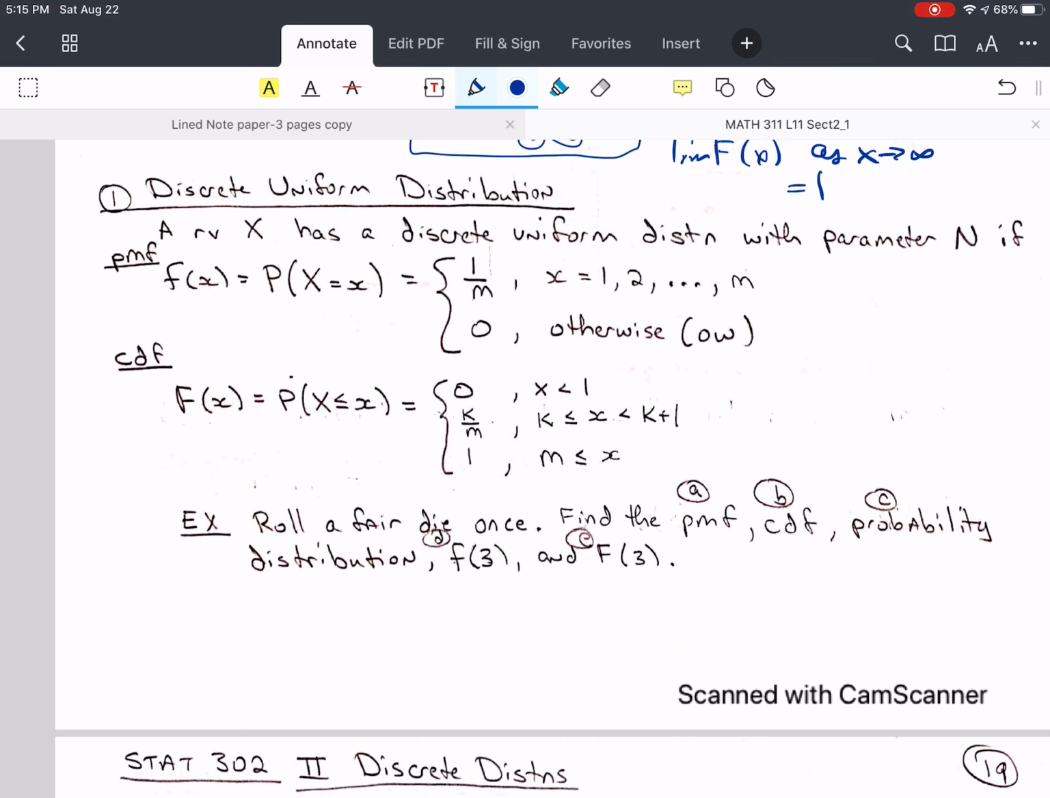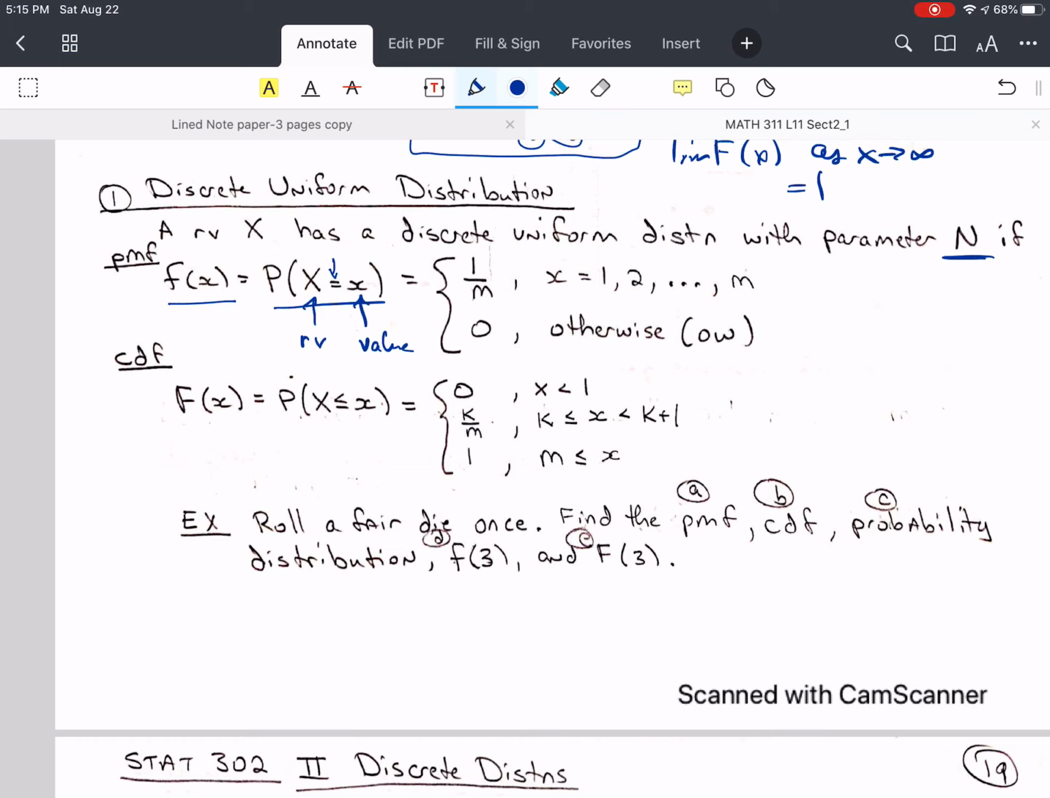This is the discrete uniform distribution, and we say that a random variable X has a discrete uniform distribution. By the way, there's a continuous uniform distribution too. But it's a discrete uniform with parameter m if the PMF, f of x, is equal to, now for the discrete, the probability that X is exactly little x. So capital X is our random variable, and little x is a value. And I know that the notation at first is confusing.